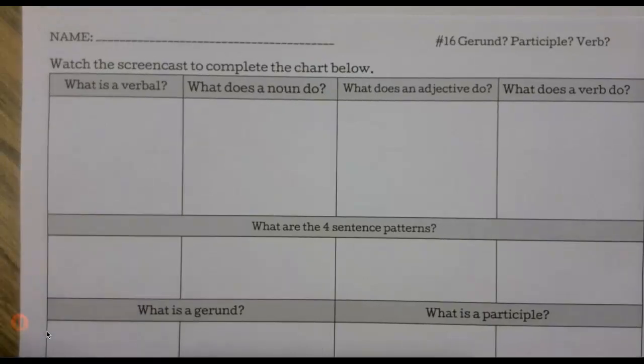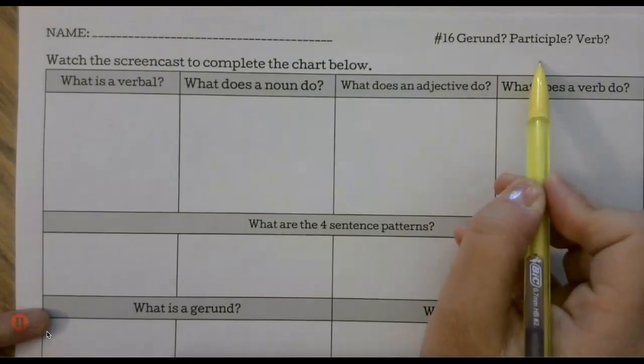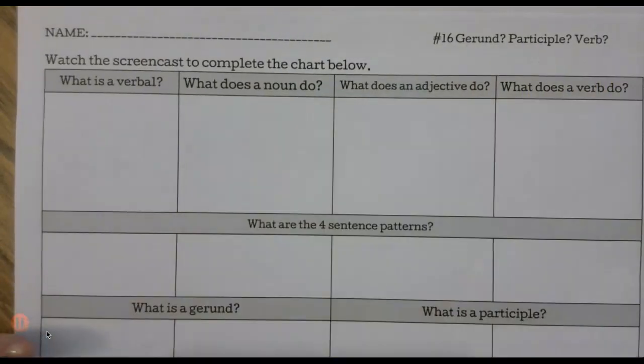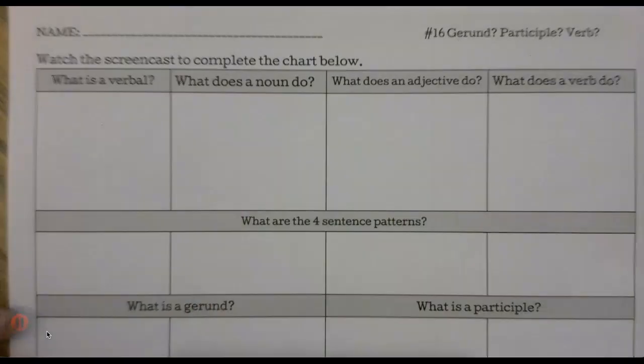Task 16 is going to look at whether a verb is acting like a gerund, a participle, or a verb. This is a cut and sort activity, so you're going to want scissors and glue. After you watch the screencast, you can do that cut and sort part. So we're going to do a little review of notes, just reviewing what we know, so that will help us when we go to do the activity.